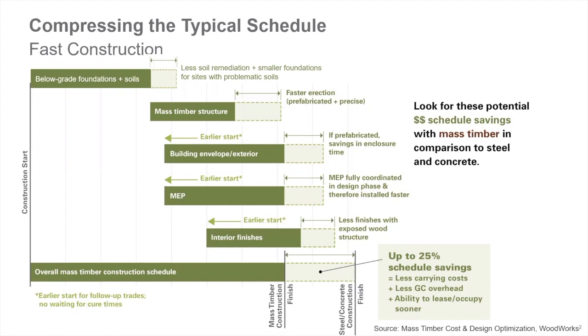On the third bar, the building envelope and exterior, you can see there is an opportunity for an early start here as well. So there's no curing time with mass timber construction, so follow-up trades can start work below shortly after the panels are put in place. And at the end of this bar, you'll see a note indicating that if the building envelope is prefabricated, there can be savings in the enclosure time as well. So in order to protect the timber, it's also desirable to enclose the building as fast as possible. So prefabricated envelopes work very well with mass timber buildings as well.